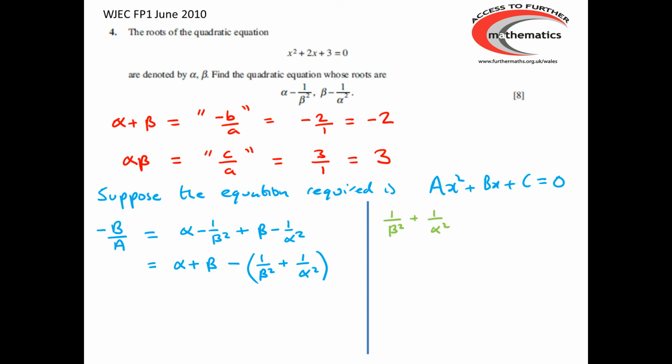So 1 over beta squared plus 1 over alpha squared, well, we're adding two fractions. The sensible way of adding two fractions is to use a common denominator, so we can say that that's the same thing as alpha squared plus beta squared all over alpha squared beta squared.